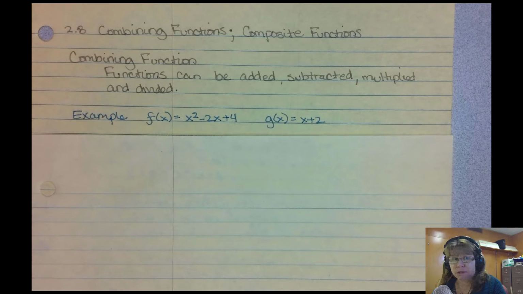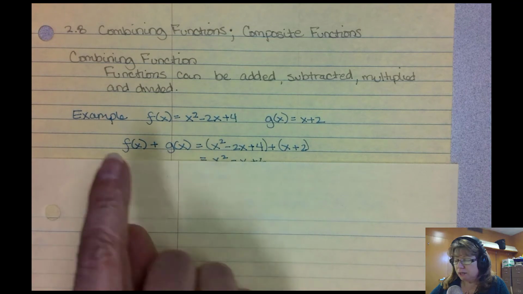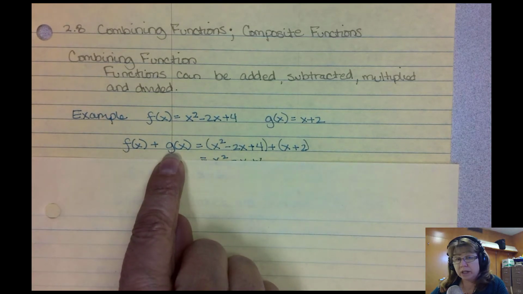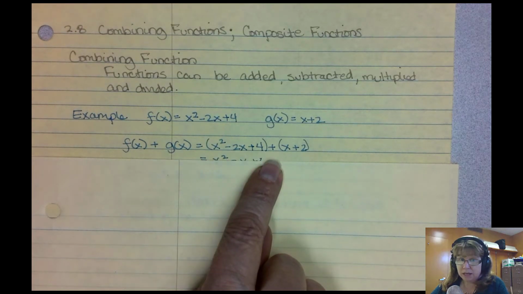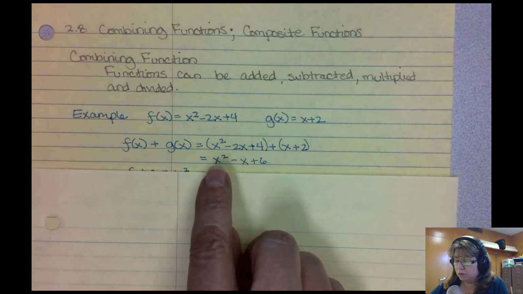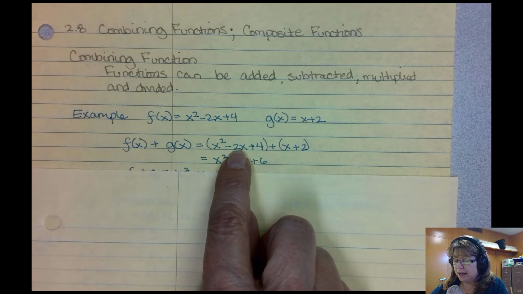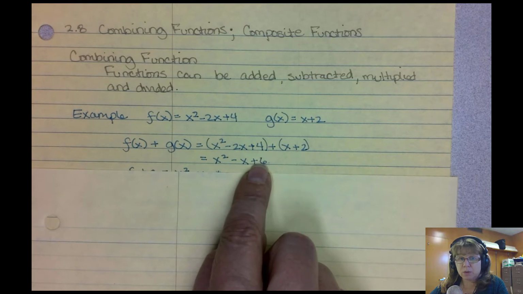Let's have an example of f of x equals x squared minus 2x plus 4 and g of x equals x plus 2. And let's go through and we'll add them, subtract them, multiply them, divide them. So let's first add them. So f of x plus g of x would equal x squared minus 2x plus 4 plus x plus 2. Now we're going to combine like terms. So the only like terms I have, minus 2x plus x is minus 1x, and 4 plus 2 is 6.